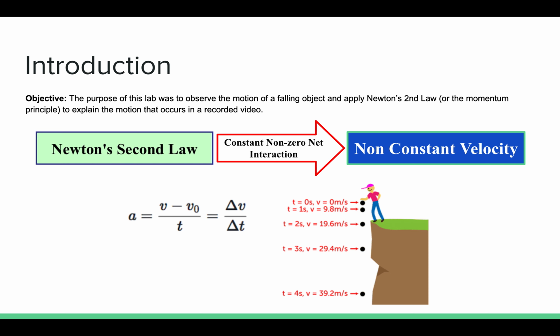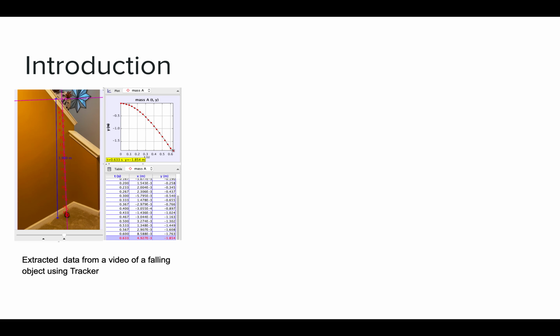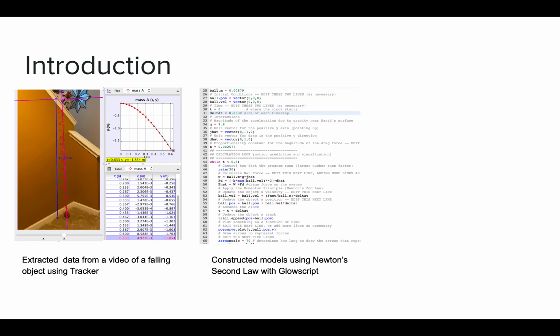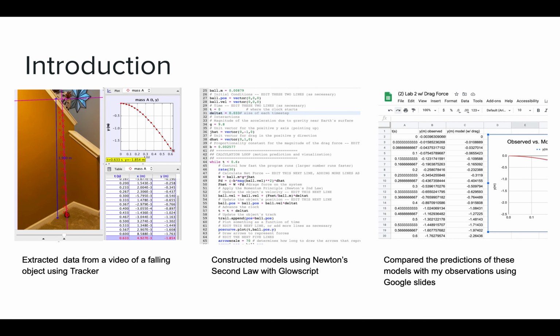However, typically when an object falls through the atmosphere, it is subjected to two external forces: the gravitational force, expressed as the weight of an object, and the drag force, which depends on the square of the velocity. In this lab, I examined and analyzed the motion of a falling object in order to identify and model the interactions that occurred during its motion. This lab consisted of me extracting data from a video of a falling object, constructing models using Newton's second law, and comparing the predictions of these models with my observations.